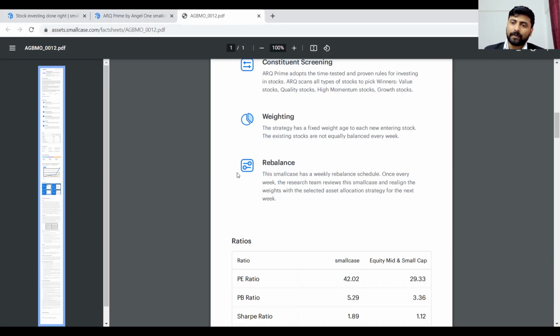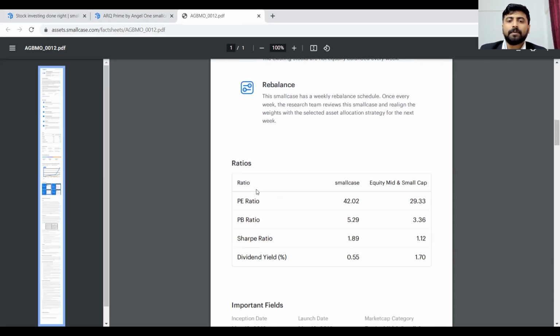So what is going to happen is that you get to continuously participate in rebalances going forward. This is one of the most loved features of smallcase users. And rebalance notifications is what has helped a lot of these smallcases perform phenomenally well in the long run. So let's go to the next element that will be available in the fact sheet.